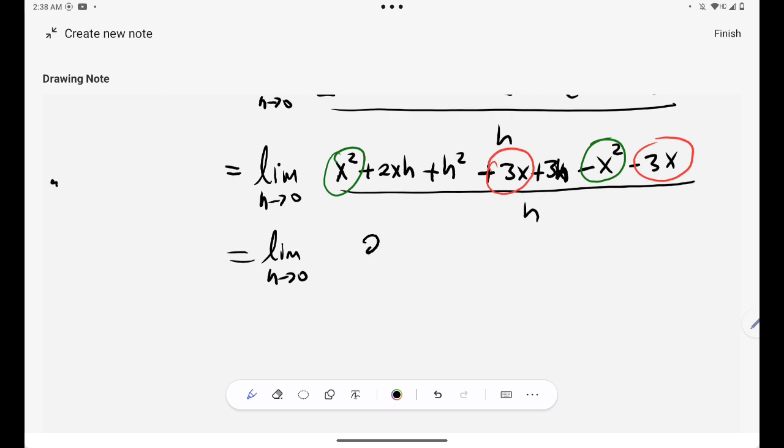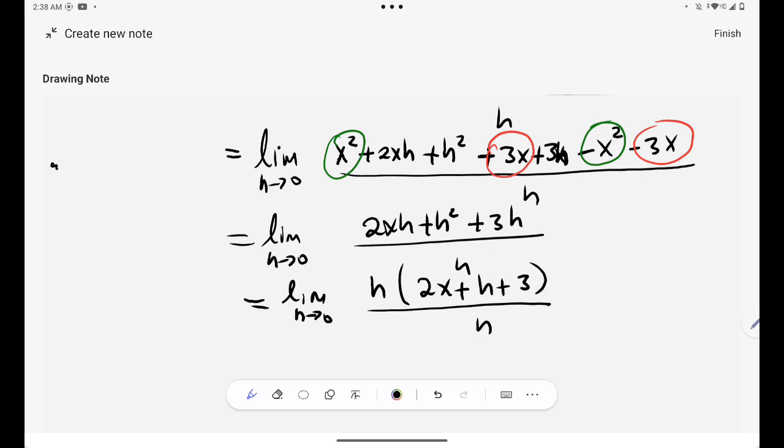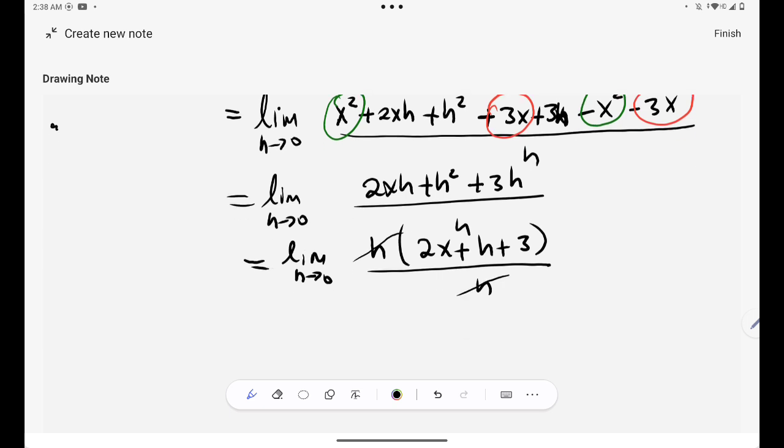Okay, then therefore I'll be left with 2xh plus h squared and 3h here. This thing is all divided by h. I can therefore take out a common factor at the numerator, which is h. I'll be left with 2x plus h and 3 all over h. The h's will cancel one another, and then I'll be left with what?